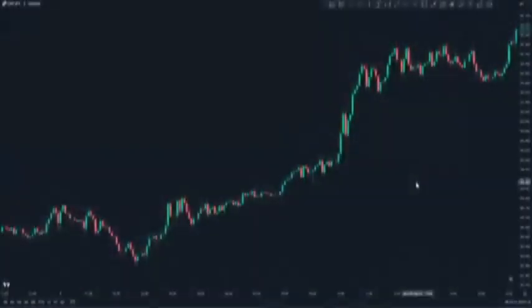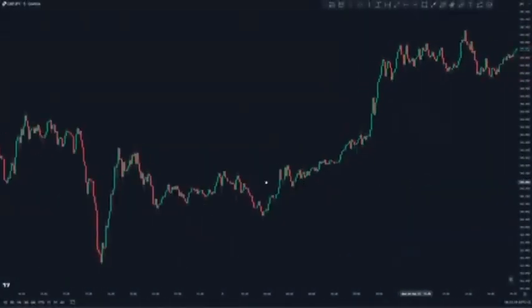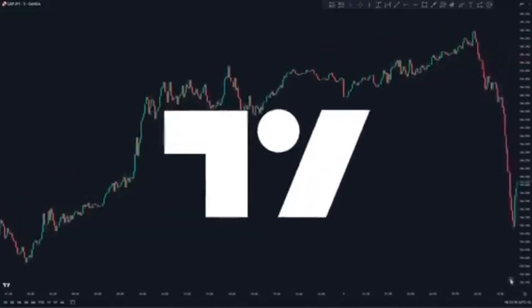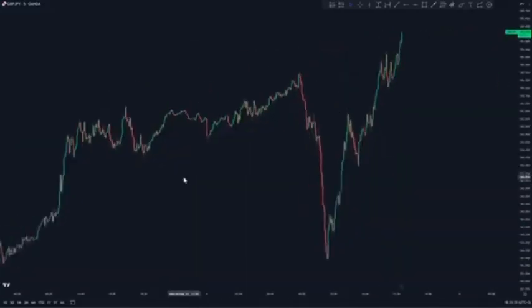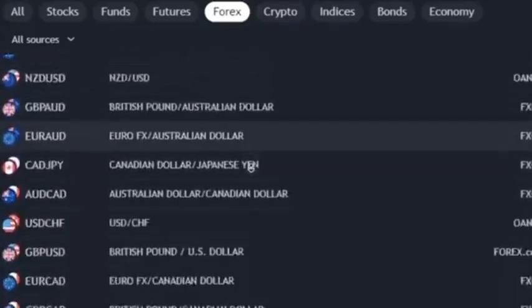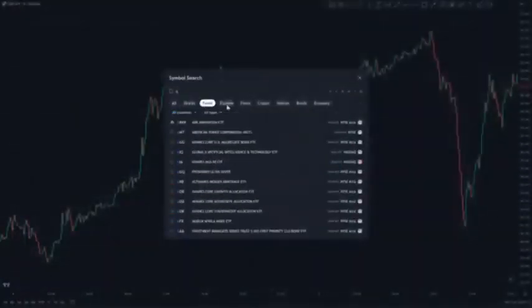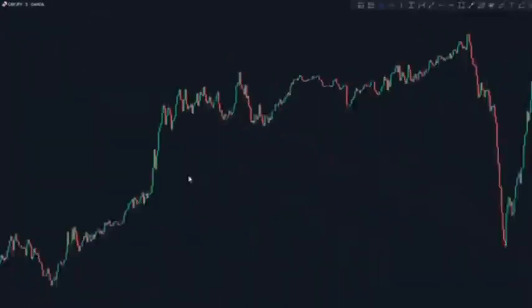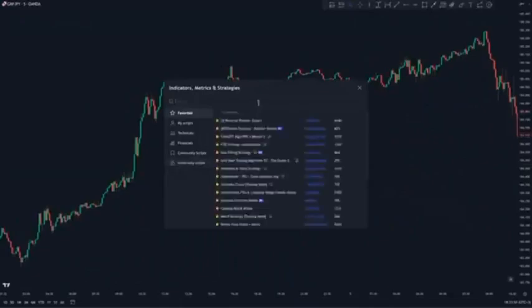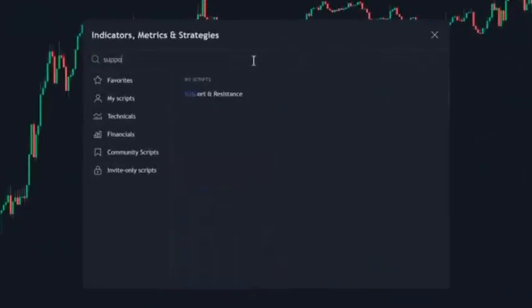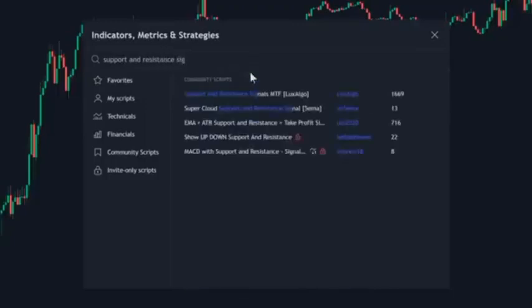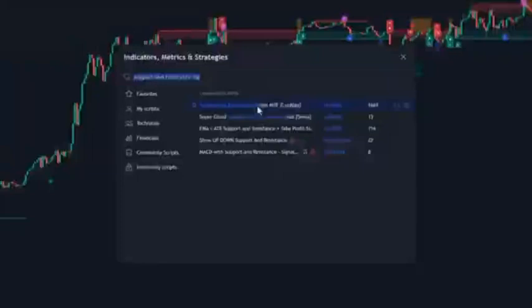TradingView indicator. Now, to incorporate this indicator on your chart, start by heading over to tradingview.com. Then once you're in, choose any forex pair or trading security of your choice. For me, I'm gonna be using the 5-minute time frame of GBP/JPY. Then open the indicator search tab and type in support and resistance signals MTF. Be sure to select this one by Lux Algo.